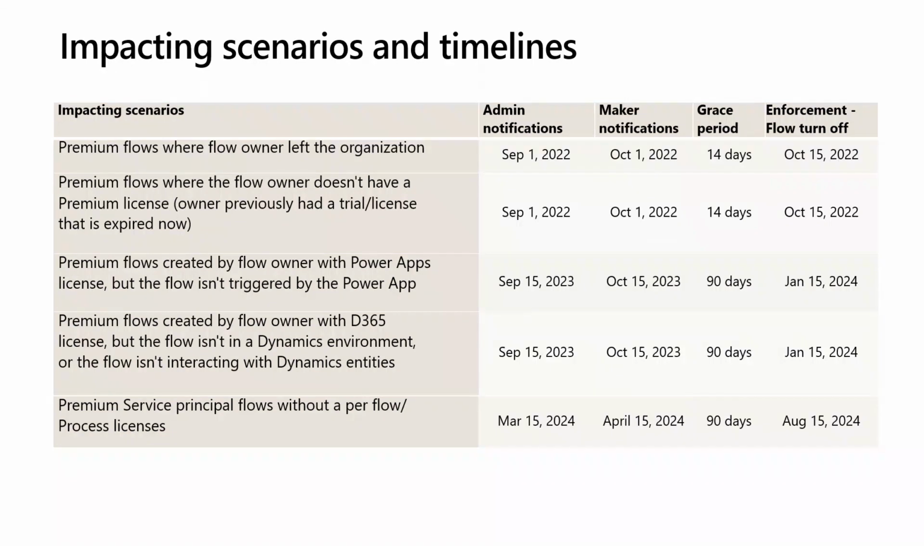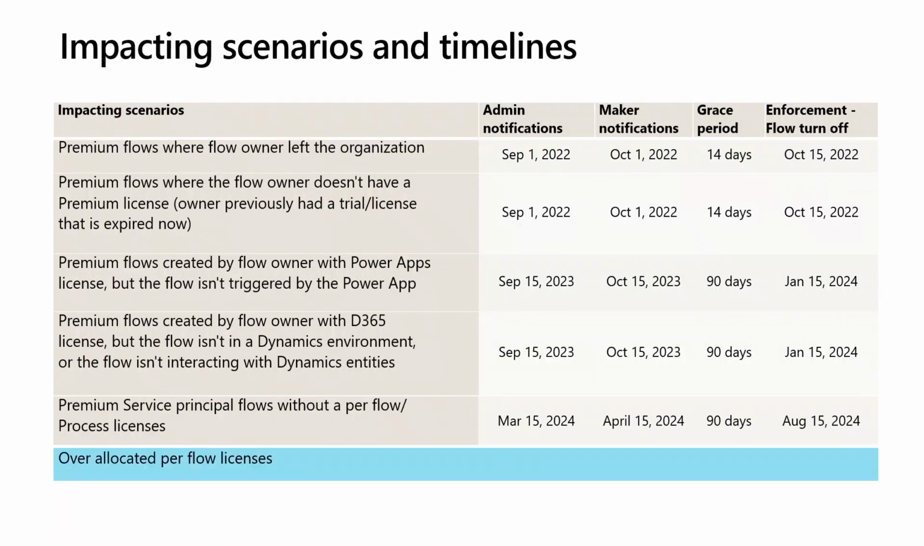The last one is interesting. It's not in a public documentation yet, but we are thinking about this. This is a scenario where customers have over-allocated per flow licenses. For example, you may have purchased 5 per flow licenses, but you ended up allocating them to 10 different flows.